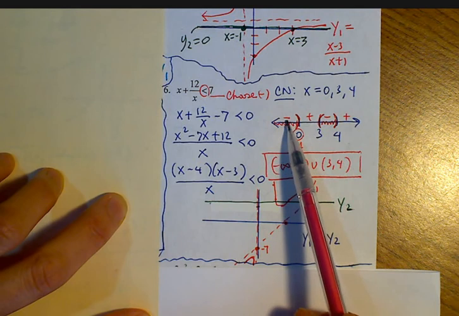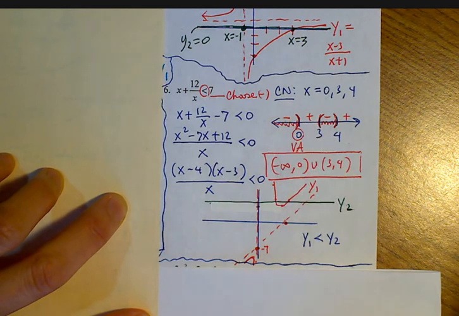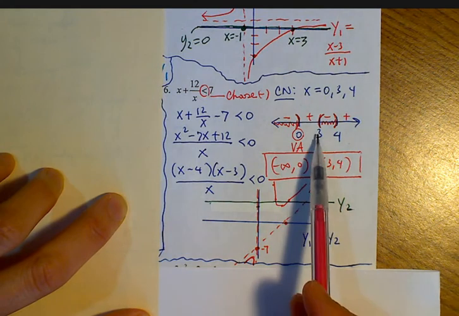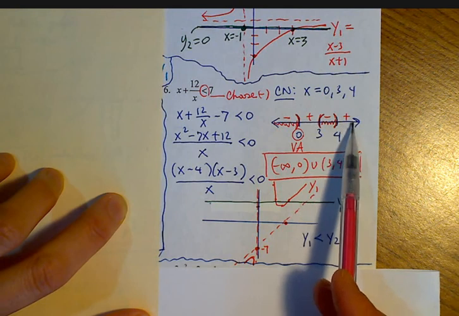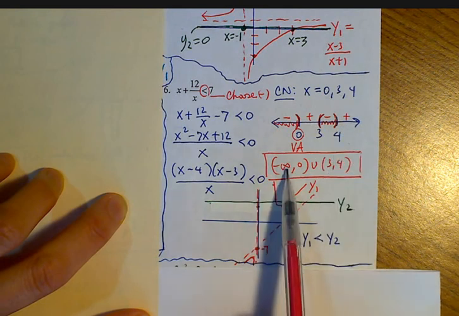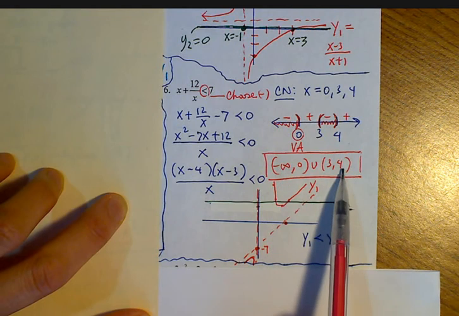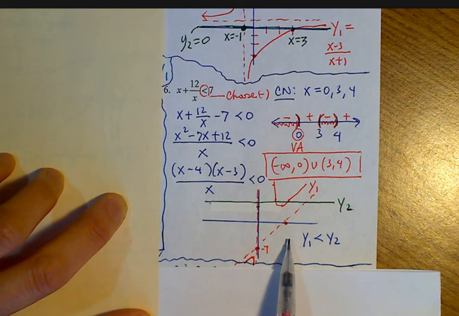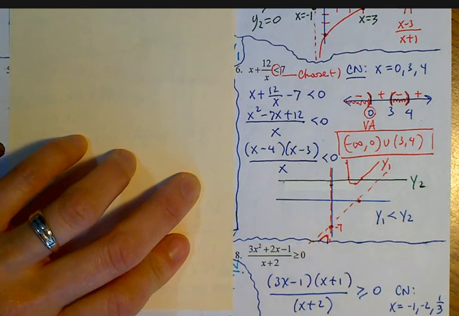So in this interval, it's a negative. From 0 to 3, it's a positive. From 3 to 4, it's going to be a negative, and greater than 4, it's going to be a positive. So my solution on this is from negative infinity to 0, union 3 to 4. And here's my graph to justify it. Okay, the final one is problem number 8.